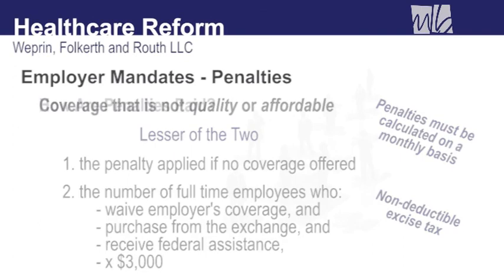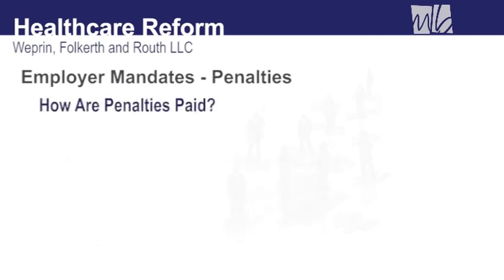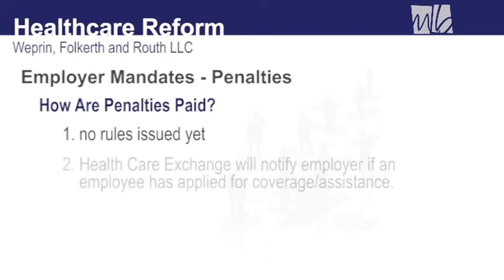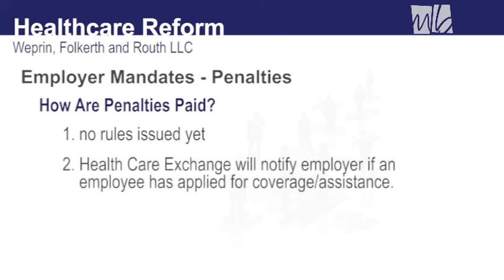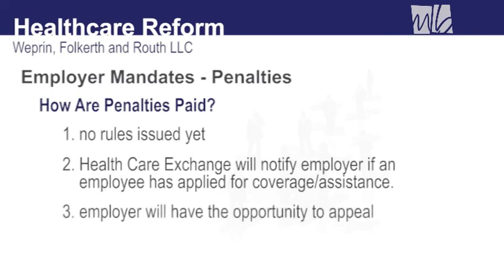The government has not yet issued rules on how the employer will pay the penalty. All the government has said to date is that the healthcare exchange will notify the employer that an employee has applied for coverage through the exchange. This means that the employee is eligible for assistance and that the employer may be liable for the penalty. The employer will then have the opportunity to appeal that decision.